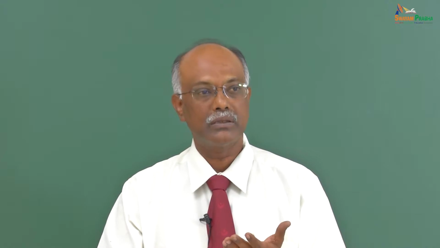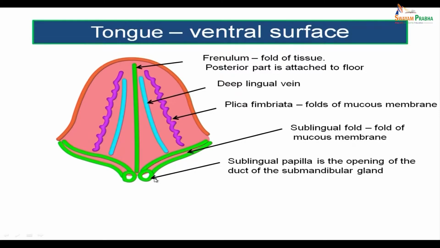Please remember that the sublingual papilla is the opening of the submandibular ducts, and where do the sublingual glands open? The sublingual glands open on the floor of the mouth on either side by multiple small openings. So, you remember the parotid gland has a definite duct, which is the parotid duct. Where does it open? It opens into the vestibule of the mouth opposite the upper second molar. The submandibular gland opens into the sublingual papilla on the ventral surface on the floor of the mouth. And finally, you have the sublingual glands, multiple glands which open on the floor of the mouth. So, this is the ventral surface of the tongue.